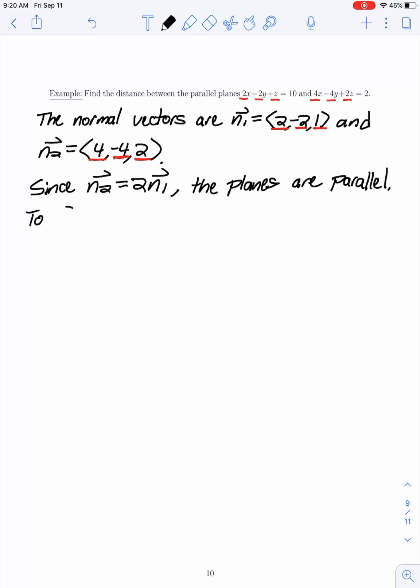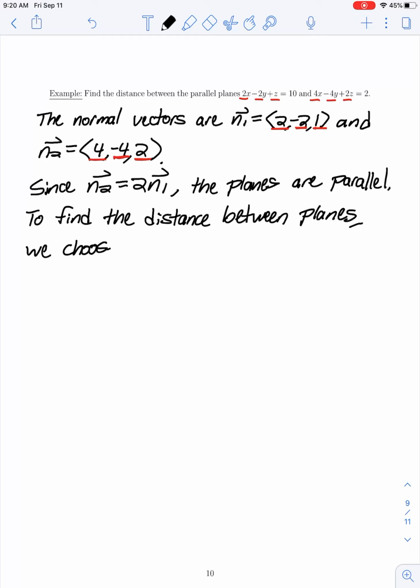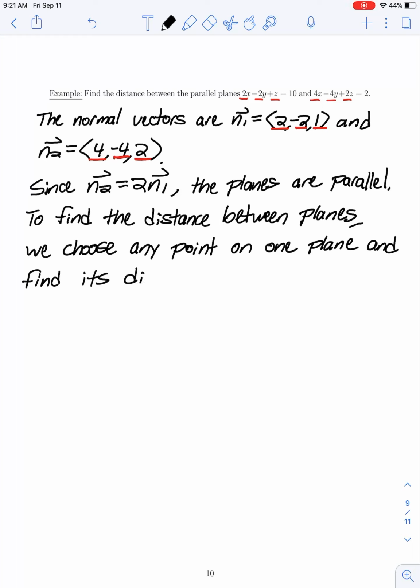So let's say here, to find the distance between these planes, we can choose any point on one plane and find its distance to the other plane.